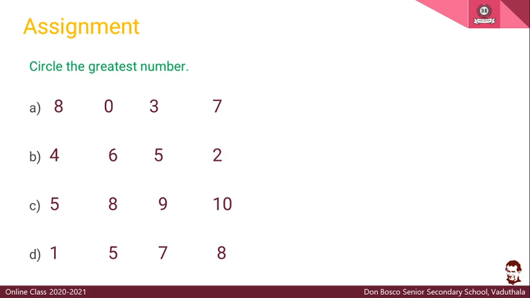Next question, 4, 6, 5 and 2. The 4 numbers are there. Which is the biggest number? 6 or 5. As you know, when it goes to the right, it is increasing. So which is the biggest number? Yes, very good. It is 6. The rest you do in your assignment.